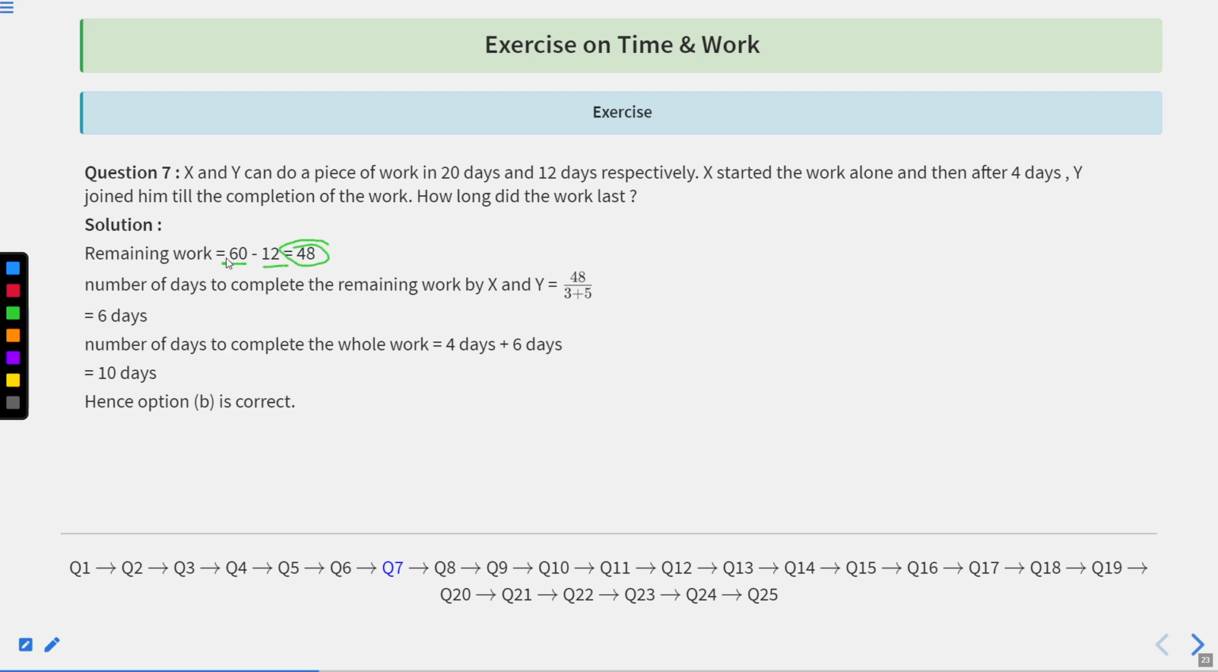And now since Y has also joined, we have to see how long the work is going to last. So the number of days to complete the remaining work by X and Y will be 48, that is the remaining work, divided by 3 plus 5, that is the efficiency, the work done in each day by X and Y. So that is 6 days. The number of days to complete the whole work will be given by 4 days plus 6 days, because for 4 days X worked alone and later in 6 days X and Y worked combined, that is 10 days. So option B is correct here.